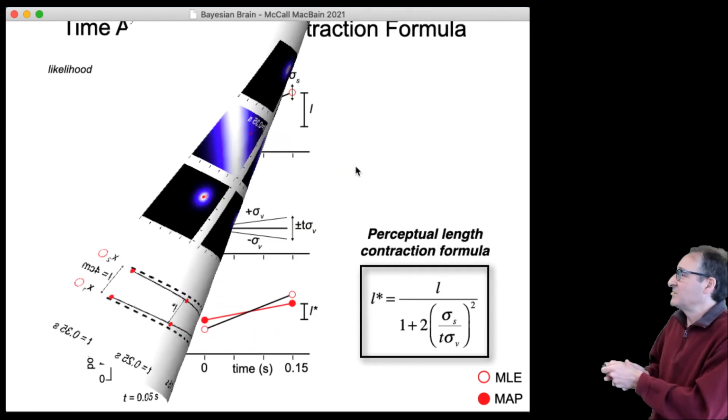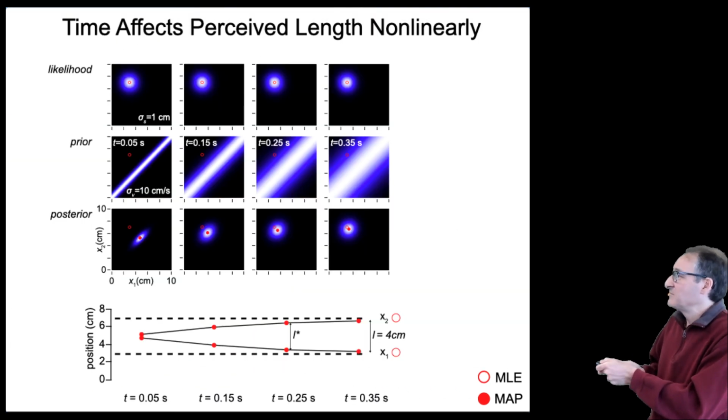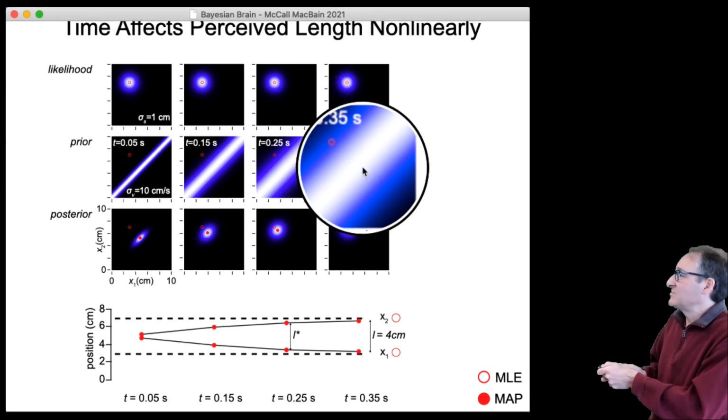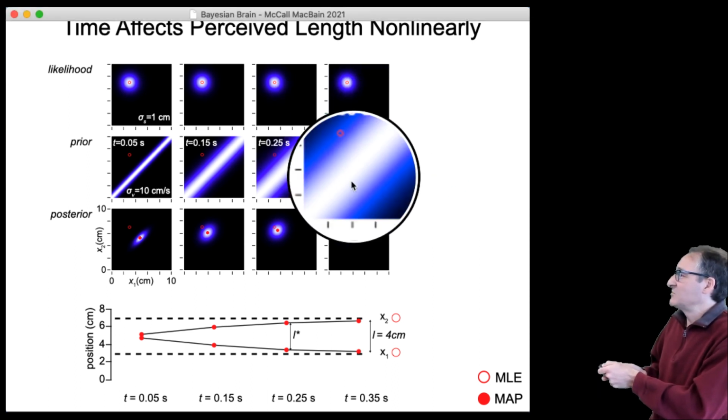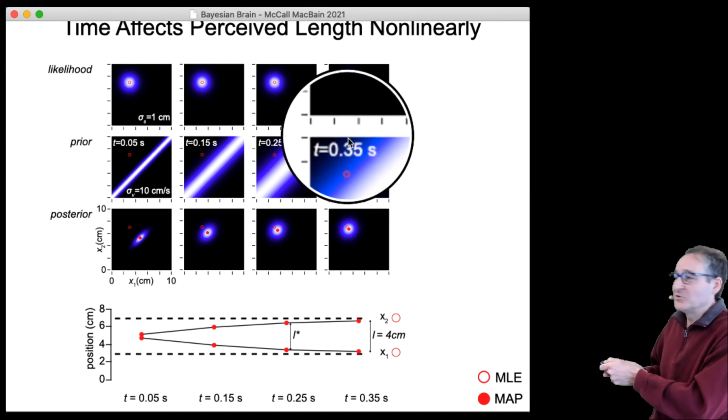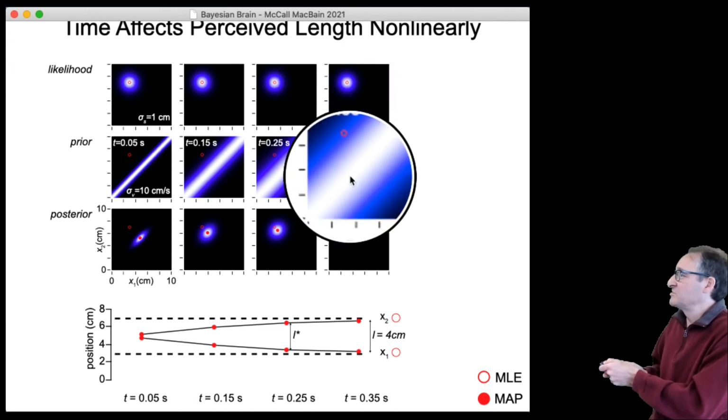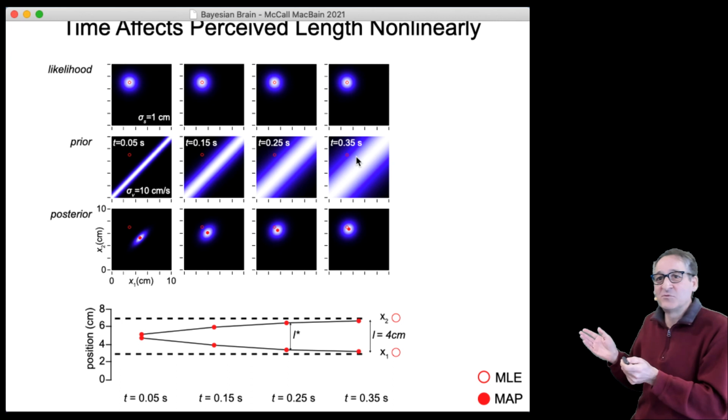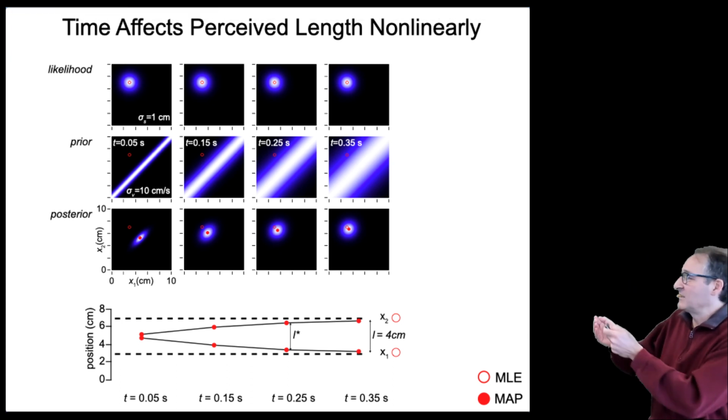You can see that because if the prior gets very wide here, it doesn't exert much influence when you do the multiplication. You're multiplying each pixel here by almost the same value here. The priors become much more equal across different hypotheses. So you get less length contraction.